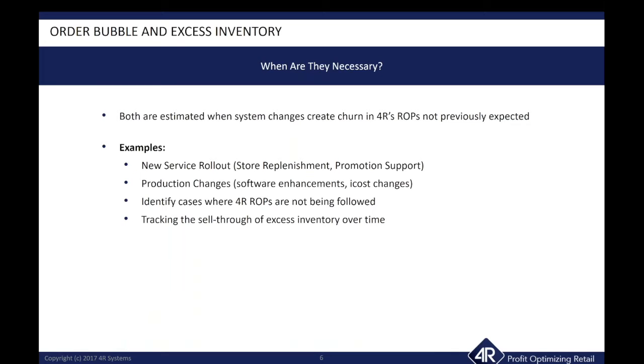So when are these necessary? Both are estimated when system changes create churn in our reorder points that were not previously expected. Examples of this include when new services are rolled out, such as store replenishment or our promotion support. And production changes are implemented, such as software enhancements and updates and ICOS changes, to identify cases where 4R's reorder points are not being followed, and to track the sell-through of excess inventory burn-off over time.